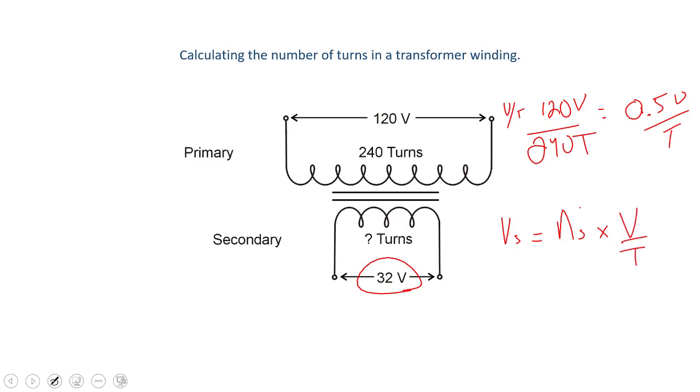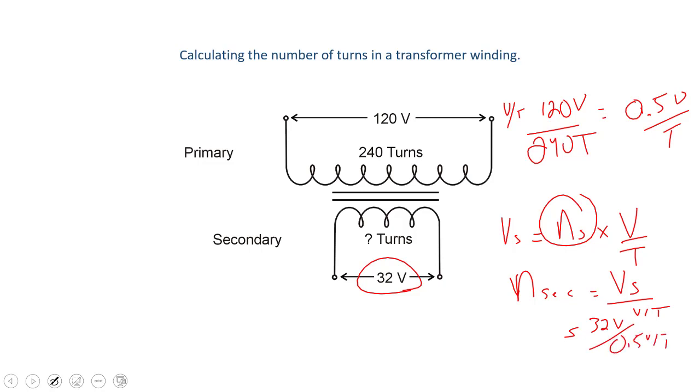So if I want to figure out how many turns on the secondary, I'm going to take my voltage on my secondary and divide it by my volts per turn ratio. So let's have a look here. My secondary voltage is 32 volts. I'm going to divide that by 0.5 volts per turn. And that should come to 64 volts. So 32 divided by 0.5 is 64 volts. Or 64 turns, sorry. 64 turns. We're looking for turns, not volts.